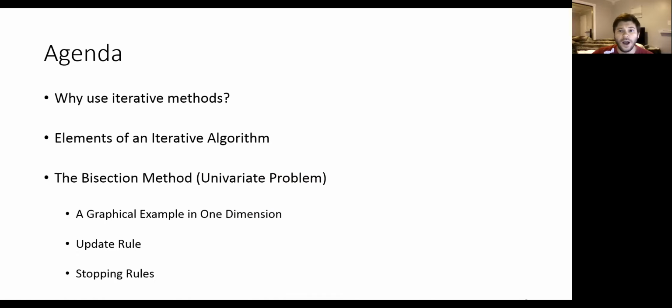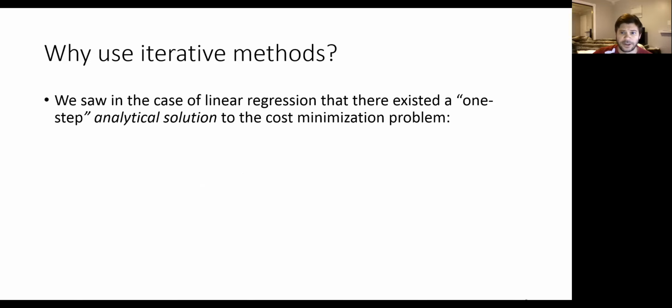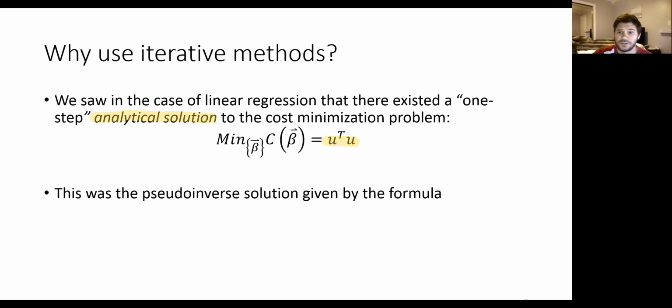So why use iterative methods? Why do we do this? Well, recall in the case of linear regression, we actually had a one-step analytical solution to the cost minimization problem, right? We tried to minimize our in-sample error function. That in-sample error function was U transpose U, the sum of those squared residuals. And what we were able to do here was actually write out the optimization problem. We took the derivative, the first order conditions, we set it equal to 0, and we could find the pseudo-inverse estimator here, which recovered for us all of the betas in just one step.